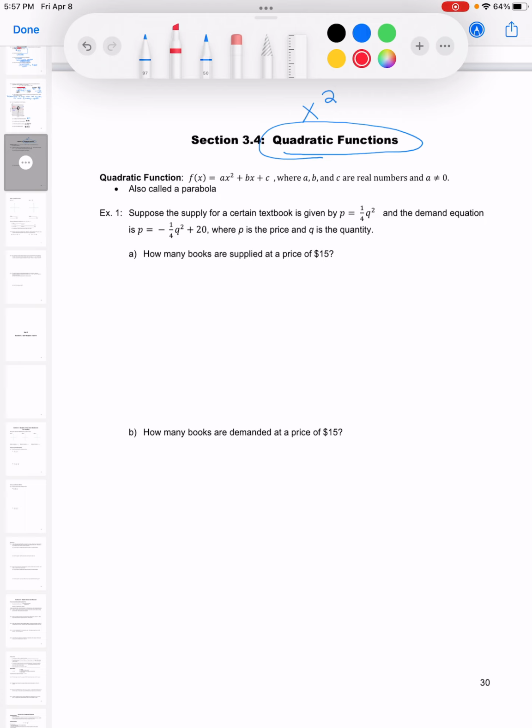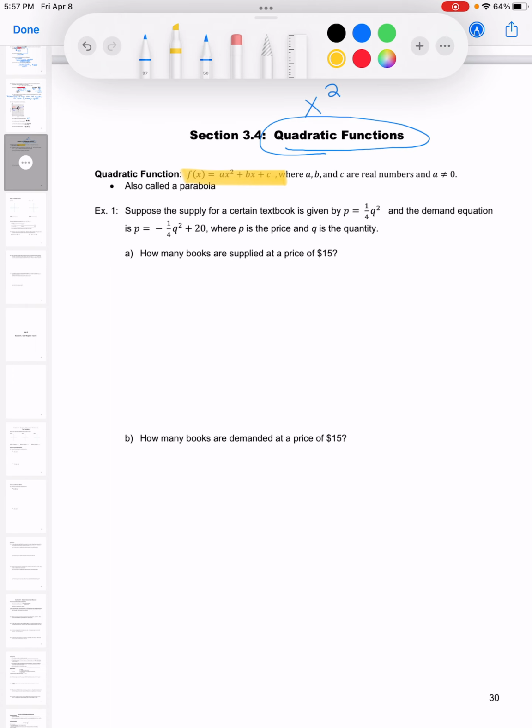We can see here, this is what we call our standard form. A, B, and C are numbers. A is always the number in front of x squared. B is always the number in front of x, and C is always the number without a variable. It doesn't matter which one comes first, second, or third. A goes with the squared, B goes with the plain x, and C doesn't have a variable.